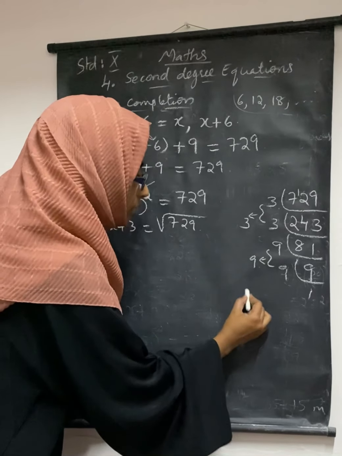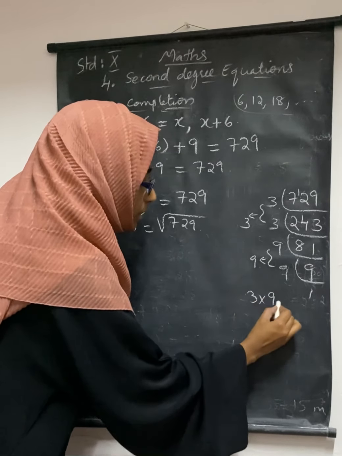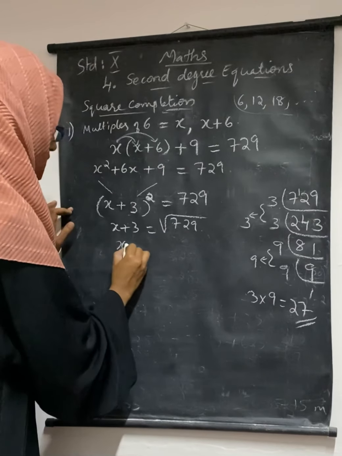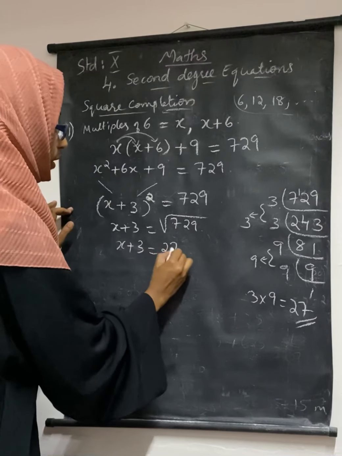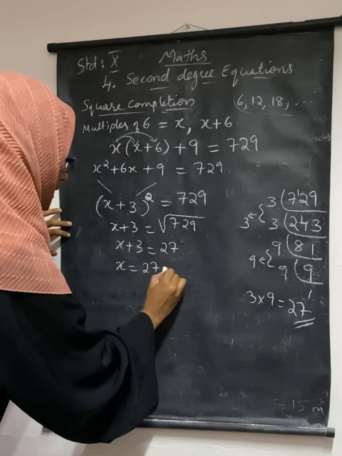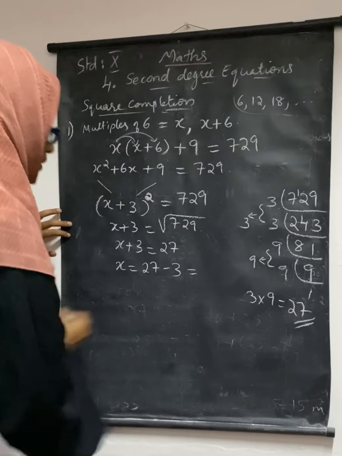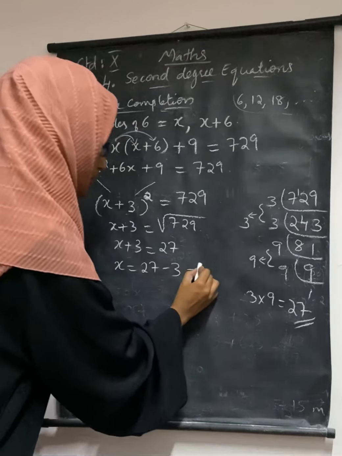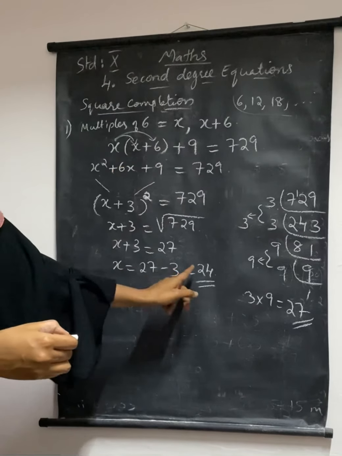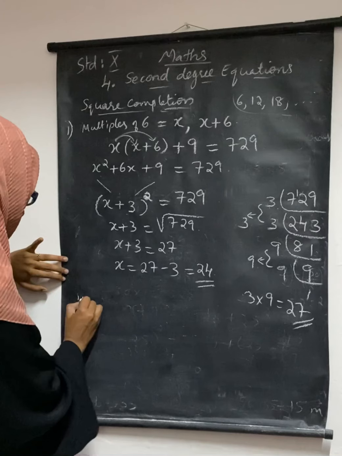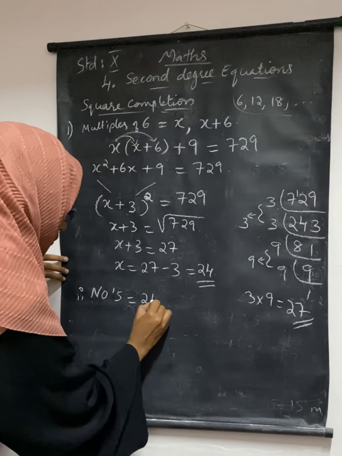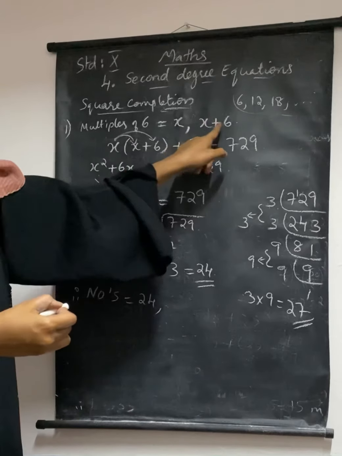Okay, that is enough. Now from this one 3, from this one 9, and here one if you take also, no problem. 3 into 9, what is the answer? 27. So this is the answer. x plus 3 is equal to 27, the square root. Now x is equal to 27 minus 3, the plus becomes minus. 27 minus 3 means it's 24. So x is 24. Again 24 plus 6, so therefore the numbers are 24, and 24 plus 6, how much? 30.